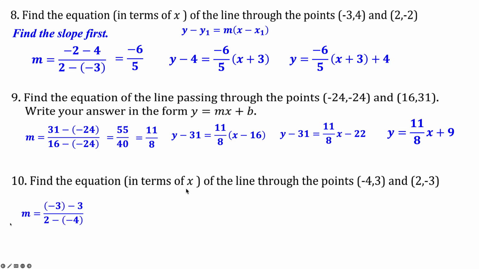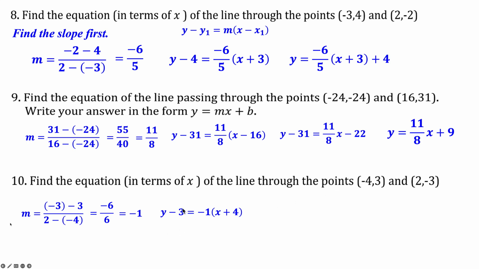All right, welcome back. So first you should have the slope, negative 3 minus 3, over second x, 2 minus first x, negative 4. We're going to get negative 6 over positive 6. We have a slope of negative 1. Pick either point you want. So y minus 3 equals negative 1 times x plus 4.